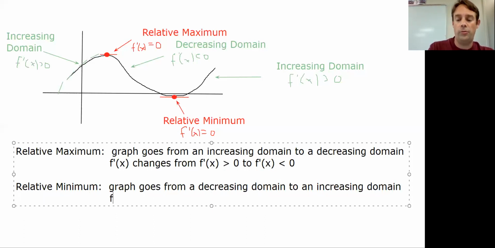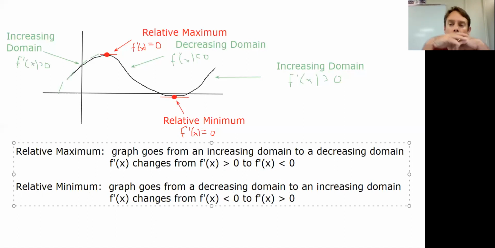Or it's where the first derivative changes from less than 0 to being greater than 0. So relative mins and maxes don't exist just when a derivative equals 0 or is undefined, because it doesn't have to change directions. The derivative doesn't have to change values as far as positive or negative goes.